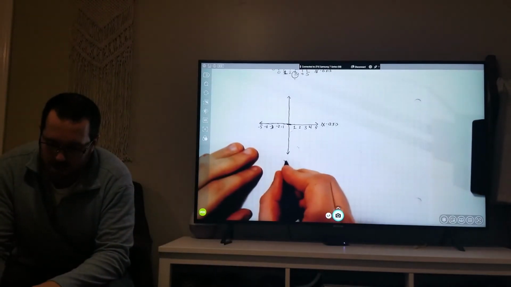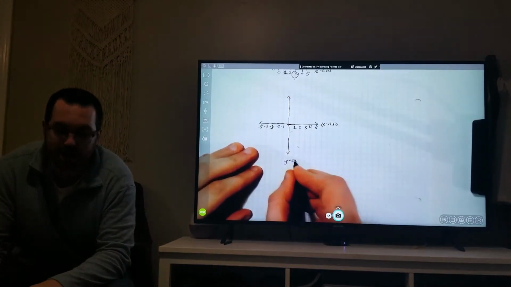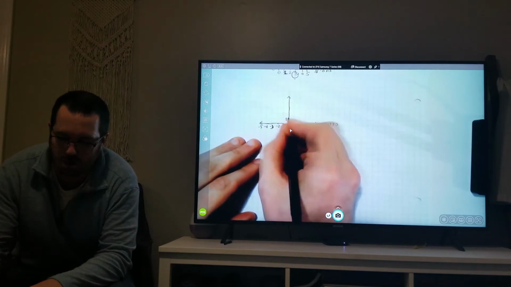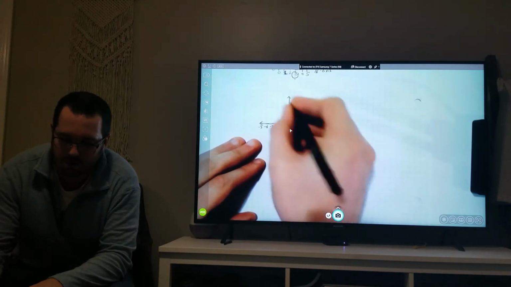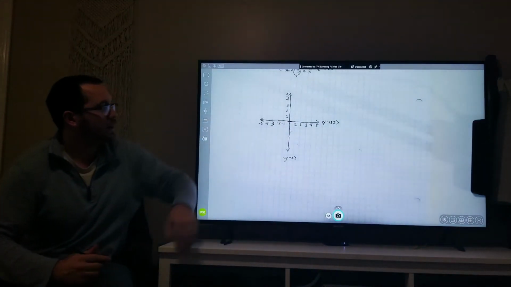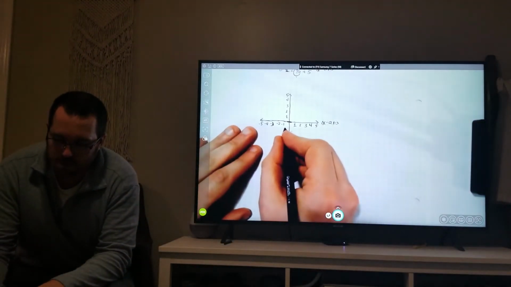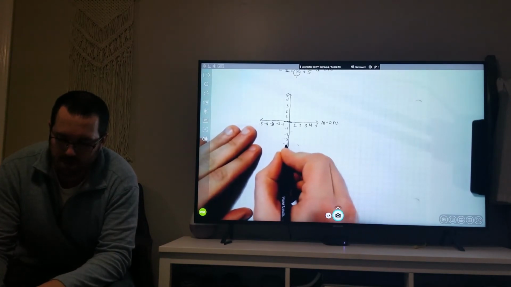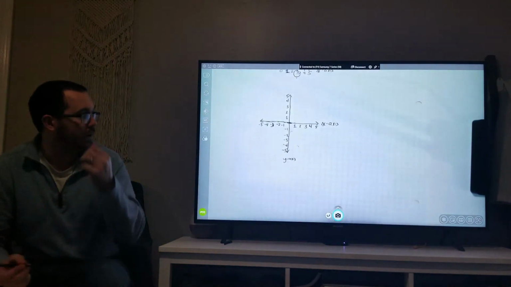This is our y-axis. And it's the same way. As we go above that point, just like we saw before, we get 1, 2, 3, 4, and 5, going all the way up here. And as we go down, we do the same thing, but with our negatives. -1, -2, -3, -4, -5.